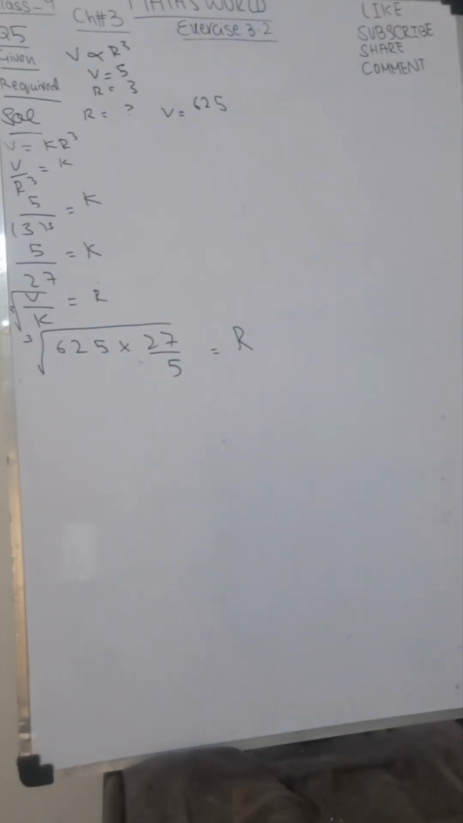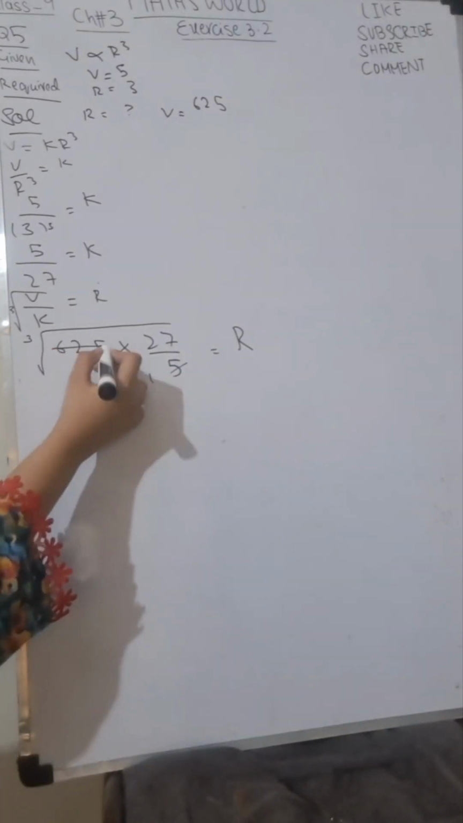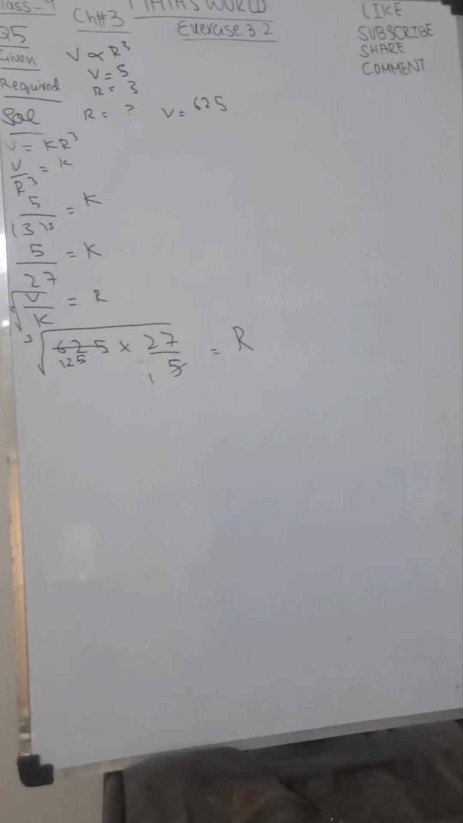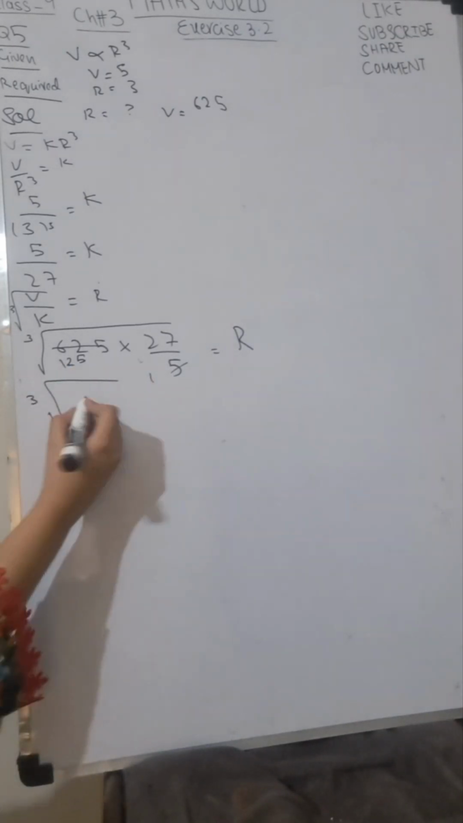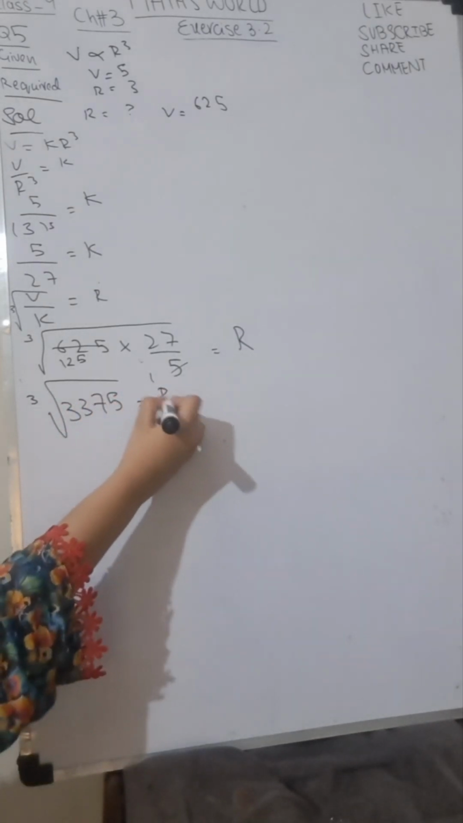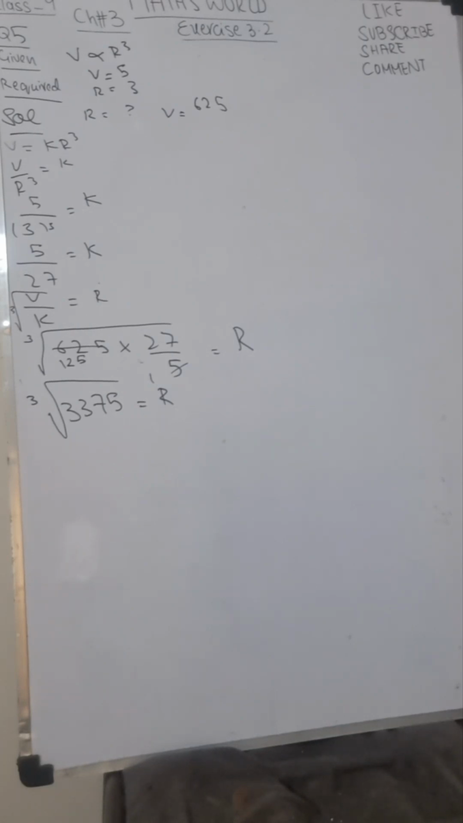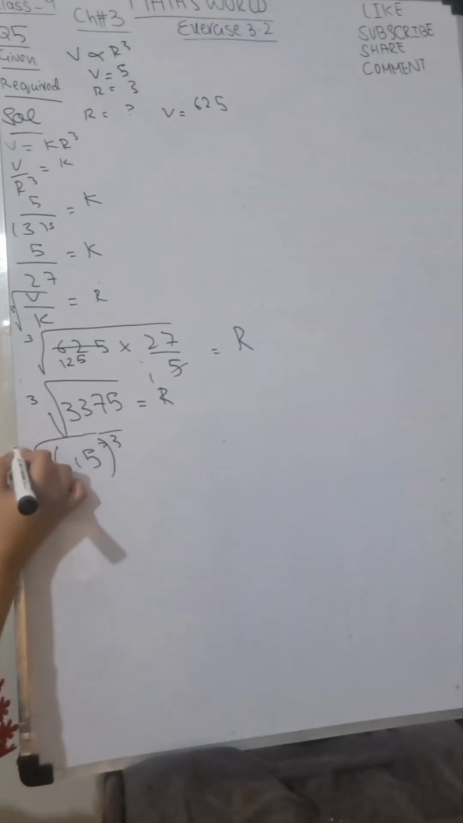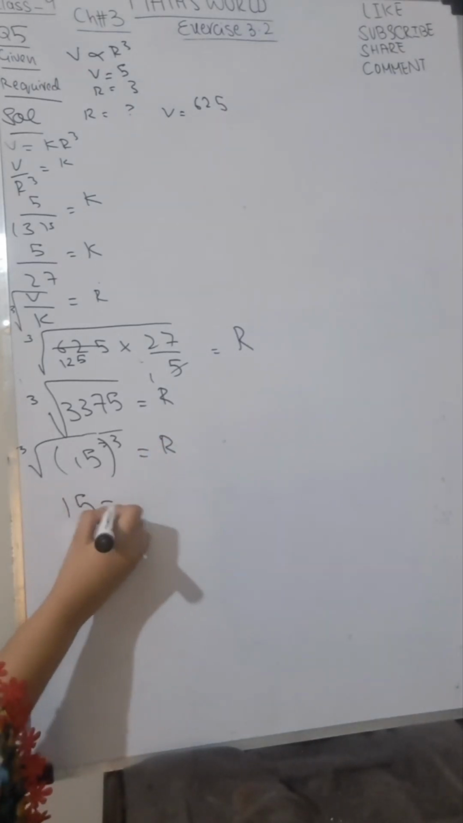So how can you solve it? In this simple method, you will do 625 divided by 5, which becomes 125, and then multiplying 125 into 27, you will get 3375, which equals r cubed. And when the cube root is taken, this is actually equal to 15 cubed, the cube root of r. So you will get 15 is equal to r.